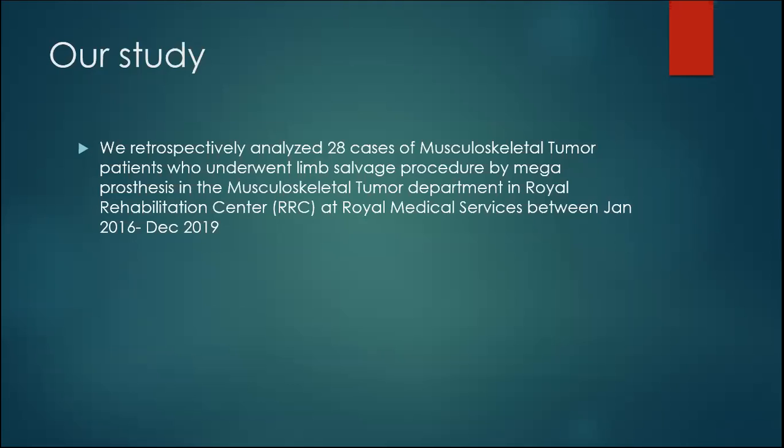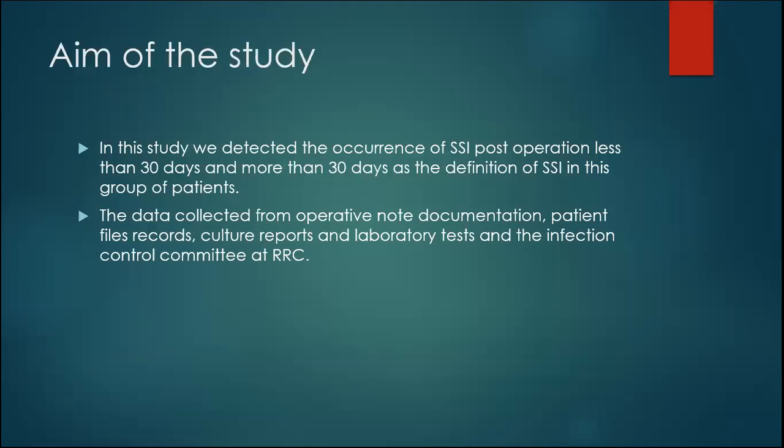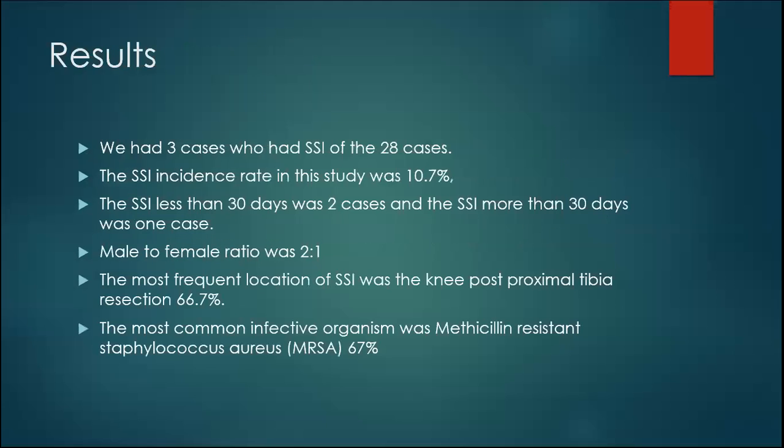In our study, we retrospectively analyzed 28 cases of musculoskeletal tumor patients who underwent limb salvage procedures by megaprosthesis in the musculoskeletal tumor department at the Royal Rehabilitation Center between January 2016 and December 2019. In this study, we detected the occurrence of surgical site infection postoperatively, less than 30 days and more than 30 days, as per the definition. The data were collected from the operative notes, documentation, patient files, culture reports, laboratory tests, and the infection control committee at the Royal Rehabilitation Center.